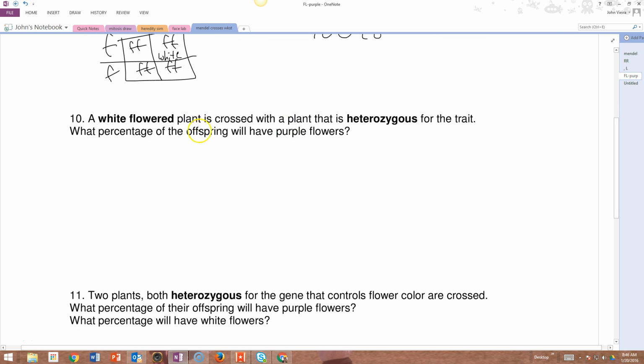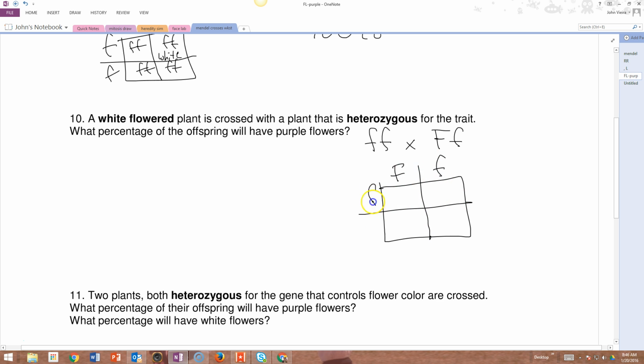A white flowered plant, okay, so we already have established that the only way to be the recessive trait is to have a homozygous recessive genotype, crossed with a heterozygous. Well, there's only one way to be heterozygous. Just do that cross. It doesn't matter which one you put on the top and which one you put on the side.